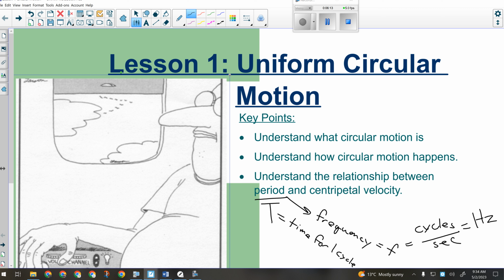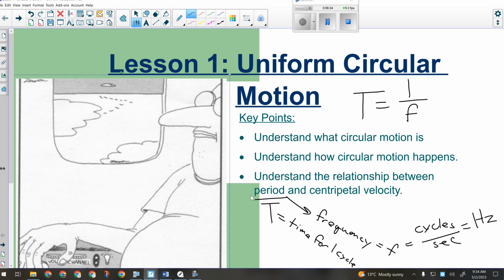It all depends on what's appropriate for a given situation in terms of which one we use. But as I said, they are the inverse of each other. So period is 1 over frequency, and frequency is 1 over period. That formula is on your formula sheet.